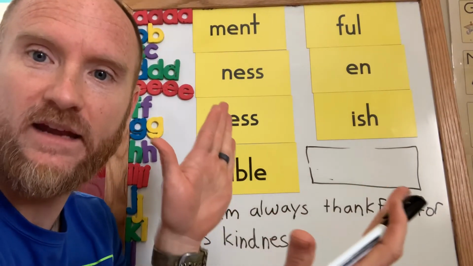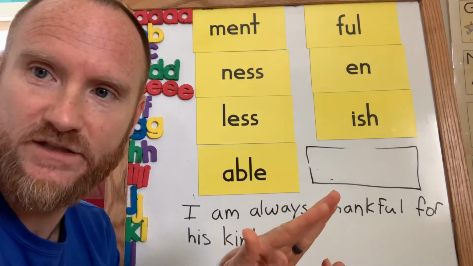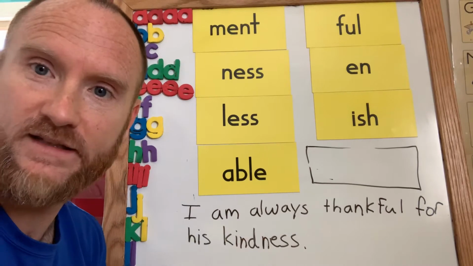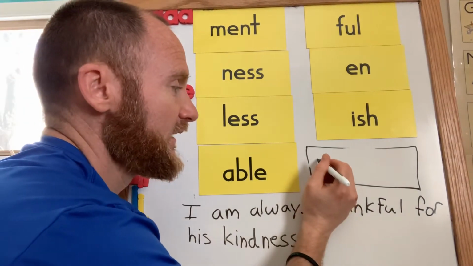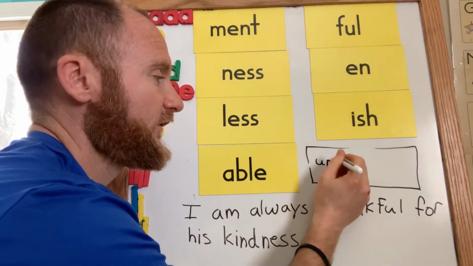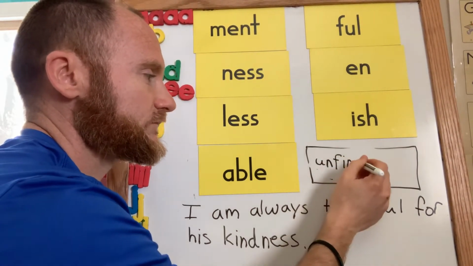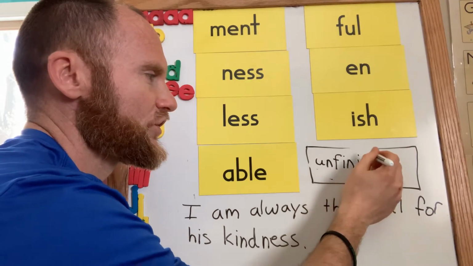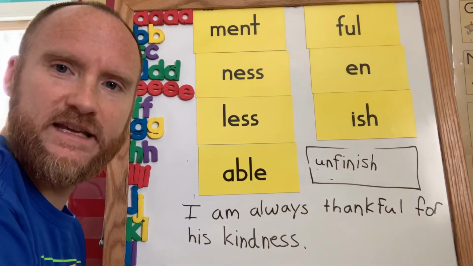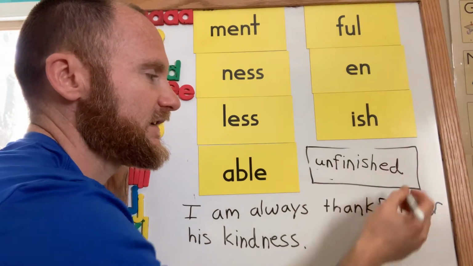I'm clapping that. Unfinish. Just the base word. Now I'm doing one part at a time. Ready? Un. Fin. Ish. Now, how do I make it say unfinished? I add that suffix, ed, okay?